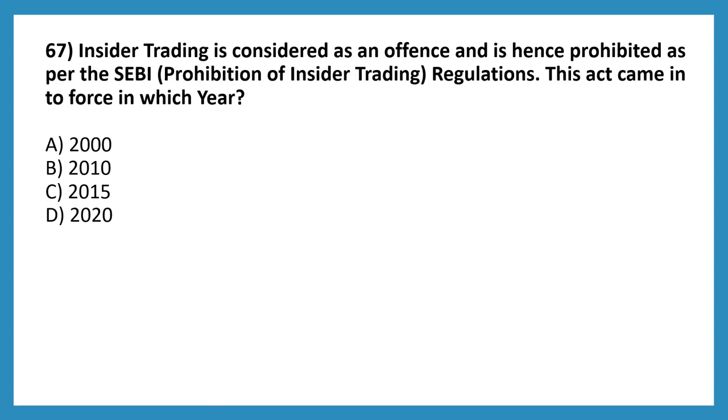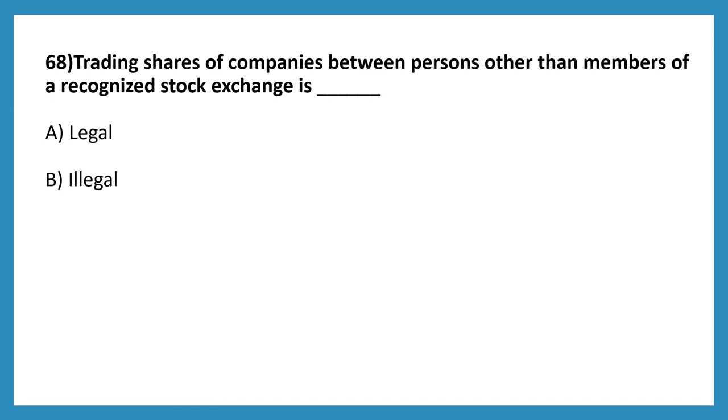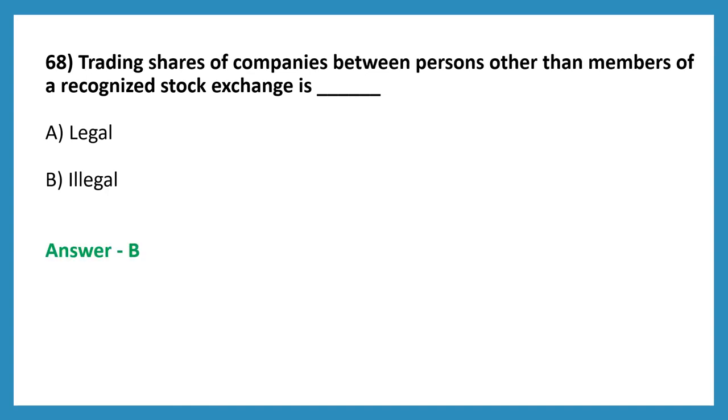Insider trading is considered an offense and hence prohibited as per the SEBI regulations. This act came into force in which year? Option A, 2000. Option B, 2010. Option C, 2015. Option D, 2020. The correct answer is option C, 2015. Trading shares of companies between persons other than members of a recognized stock exchange is legal or illegal? The correct answer is option B, illegal.